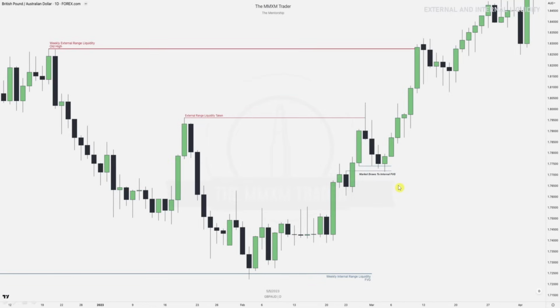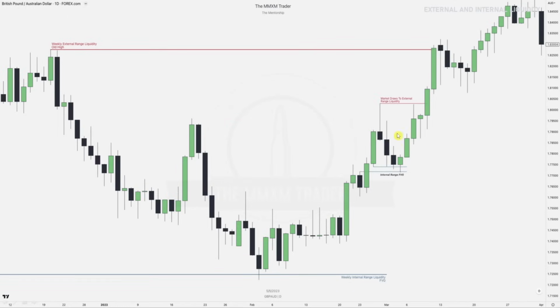Market draws to that internal fair value gap in discount of this range, swing low to swing high. Continues up again. Where are we gonna go after we take this internal range? Again, it's on repeat, right? External to internal to external to internal, and it keeps going and going. Again, external range liquidity over here after we take that internal range.